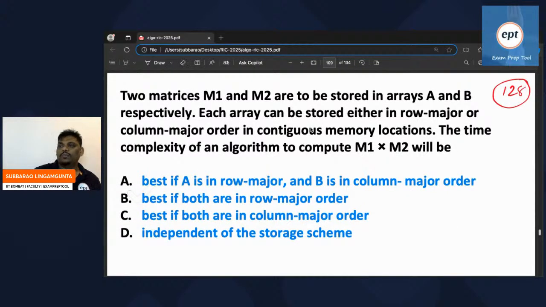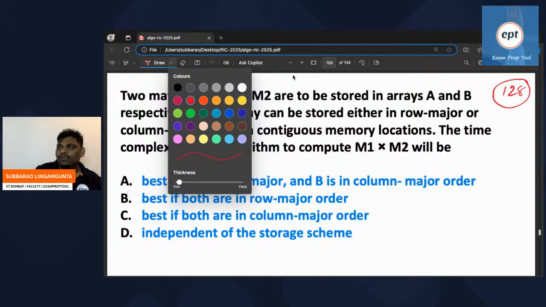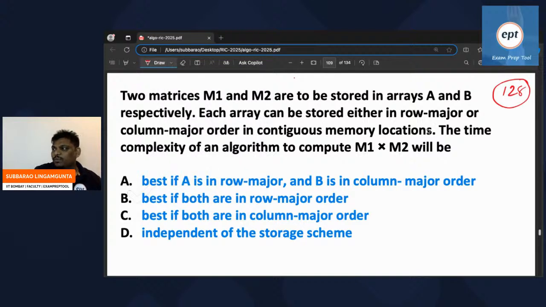Problem number 128. In the Algo RIC, we are going to discuss 300 problems minimum. Very good problems. In the last few classes we did a few, and now in today's class we are going to solve a few more. Can you see what the answer of this problem is? Can you try this?